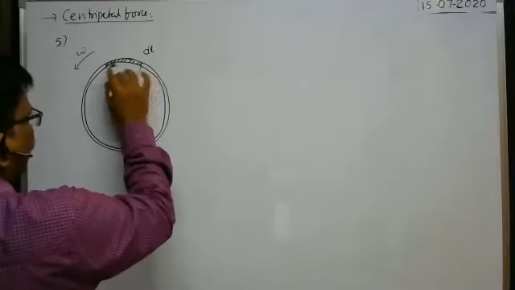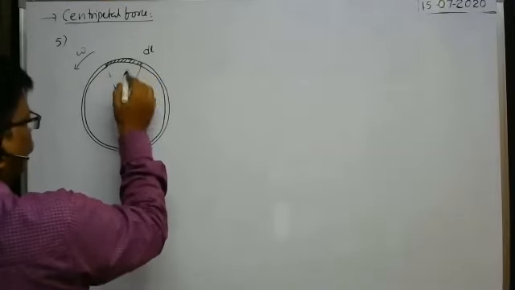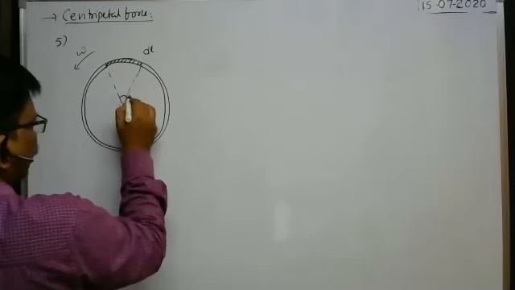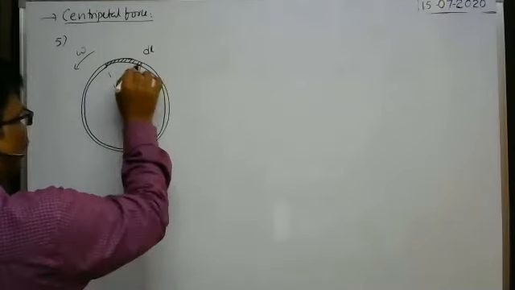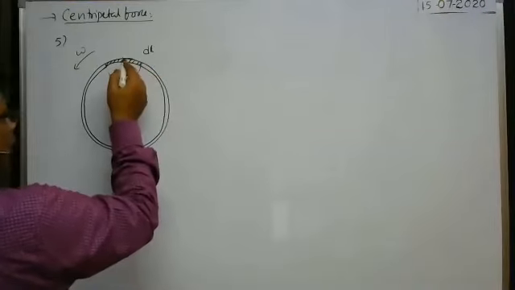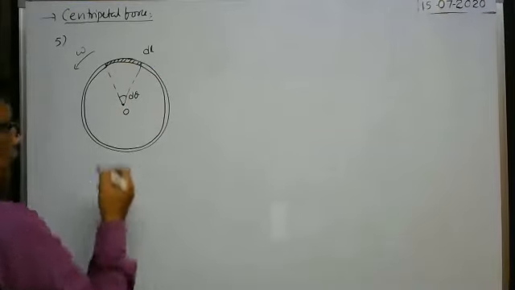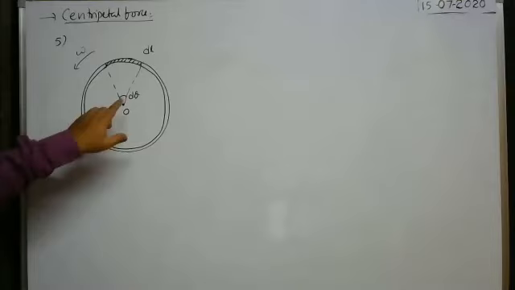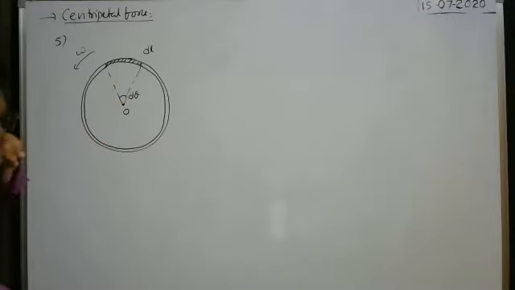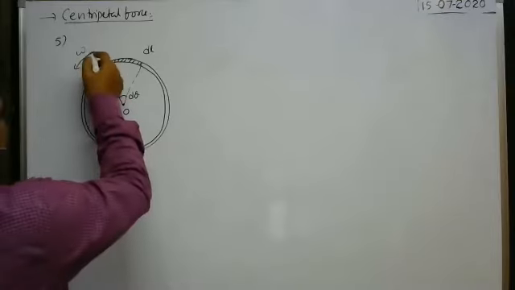Angle subtended by the element. The element is in the form of an arc. The angle subtended by the element at the center is d theta, because the length of the element is very small. That's why the angle made by this element at the center is also very small, d theta. It tends to 0 but is not equal to 0.